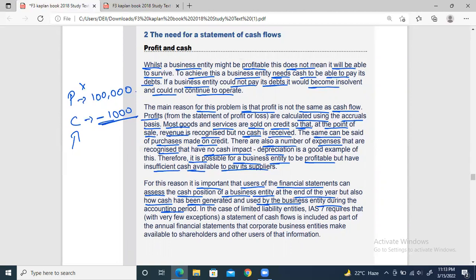Because if cash is there in a business, it can handle its interest charges and everything. Dividends will be paid, interest will be paid on time, payables will be paid on time. It will avoid all the troublemakers. But profit does not always provide accurate information. Okay, this was the introduction.